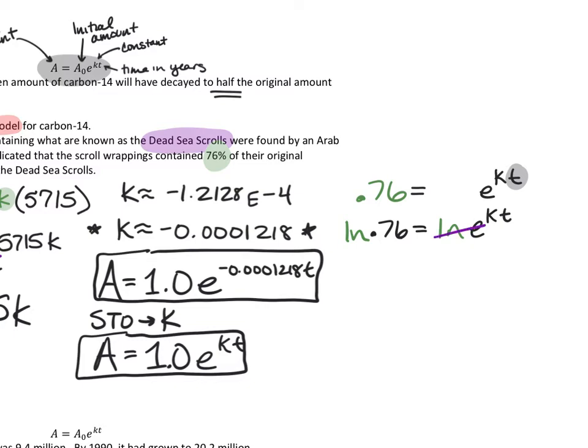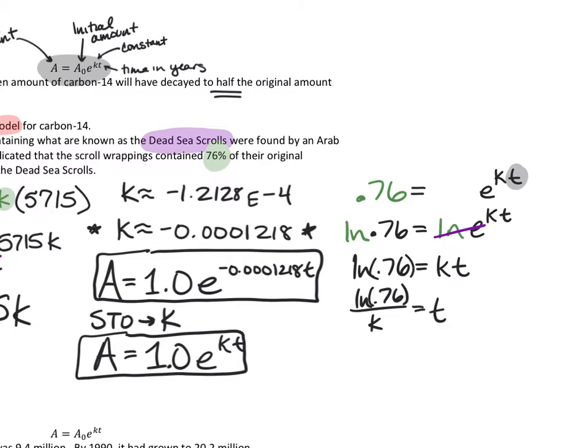The natural logs will cancel. I have natural log of 0.76 equal to kt. Remember, k is not a variable. We have a number for k. It's just too ugly to write down, so we stored it in our calculator. We divide both sides by k. I'll go ahead and put this in parentheses because it's kind of confusing.